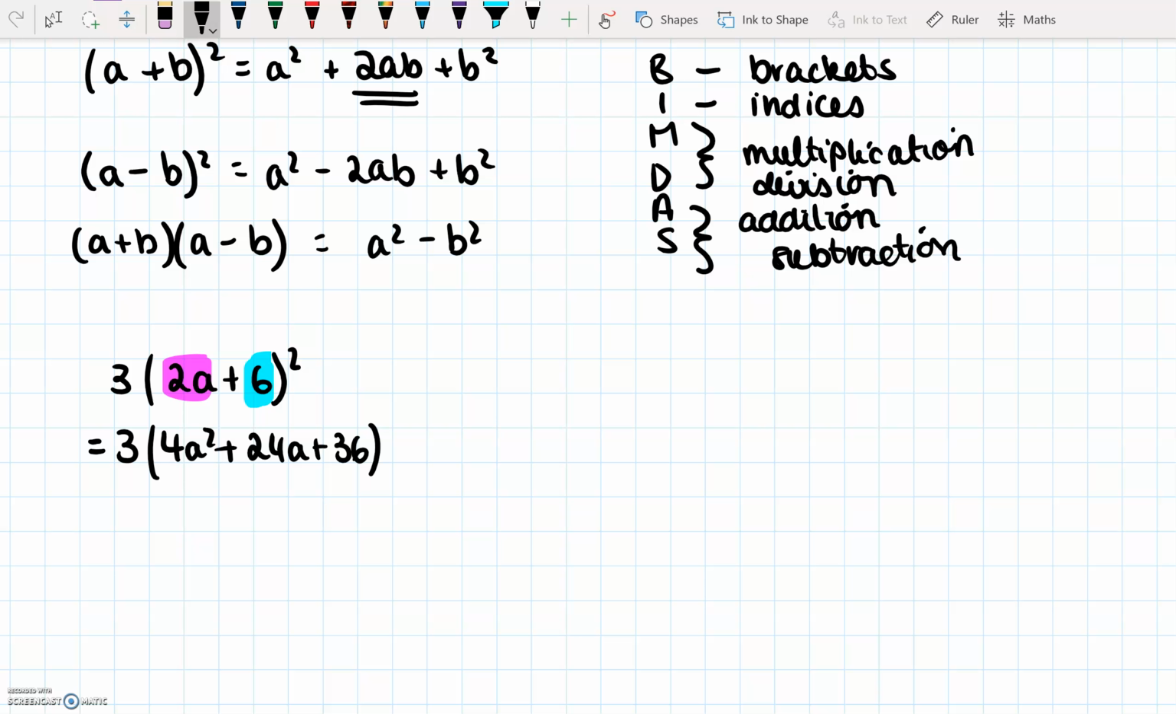The next step is multiplication or division, and in this case we're going to multiply. So then we get 3 times 4 is 12A squared plus 3 times 24, 72A, plus 3 times 36, which is 108. So there we go, we have expanded this set of brackets. Now that's all well and good, lovely. Sometimes we're going to have more brackets going on. There might be 2 or 3 sets of them in a sequence, and you then have to still keep in mind all of these rules.